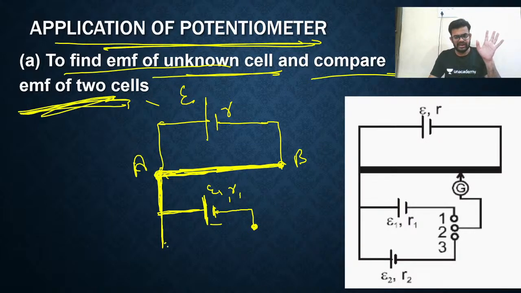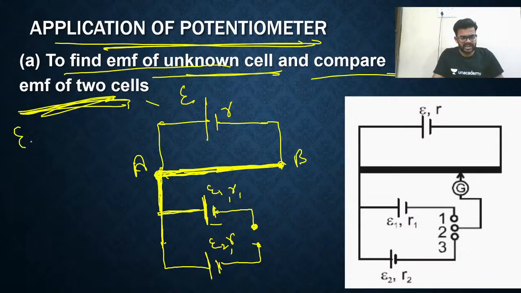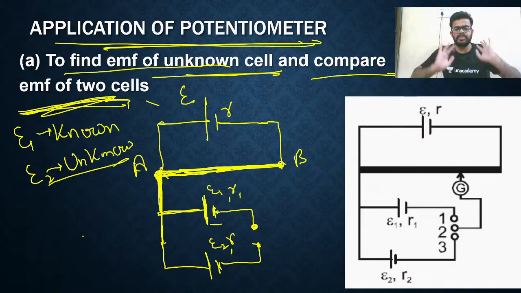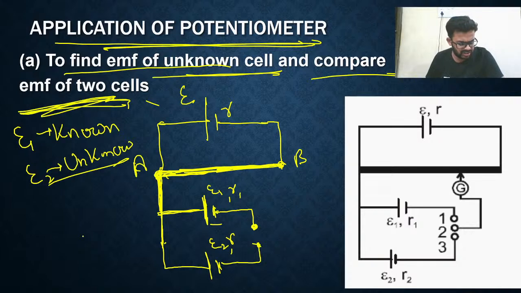Now, here is the unknown cell. E2 is unknown, my dear. So I know everything about E1, and E2 is unknown. Remember, the two cells E1 and E2 should be added like this whenever you want to find the potential of an unknown cell.